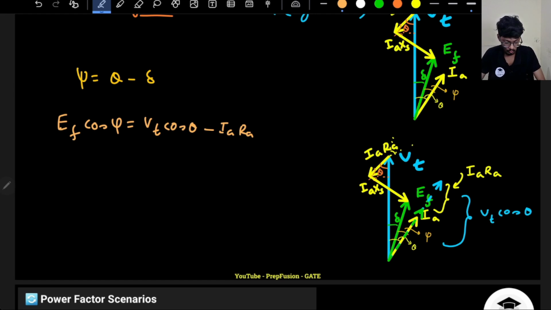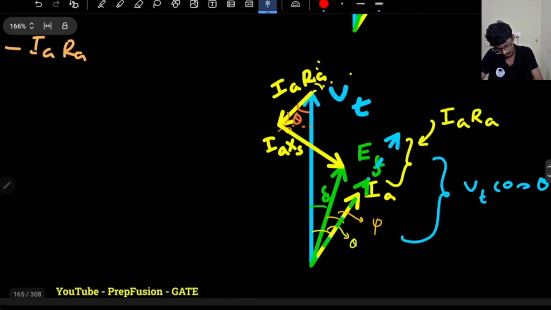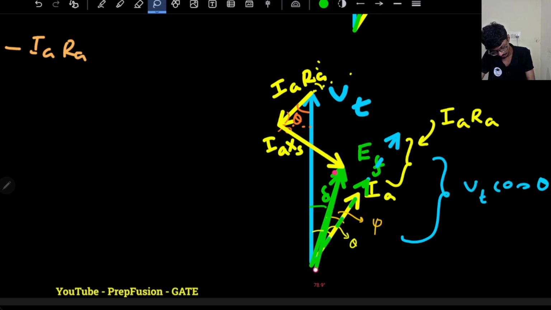Okay, now what is the perpendicular component? The perpendicular component is this one, right? Also Vt is there, don't forget Vt. So basically this is the component along Ia. I have another component that is perpendicular to Ia, which will be here. Is it perpendicular totally? This is 90, I guess. So this component is perpendicular to Ia.